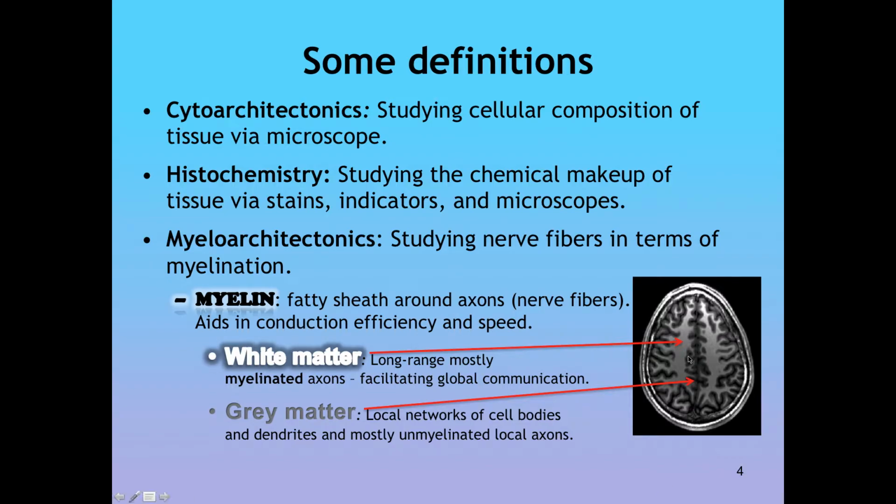And you can see in this picture here, the lighter gray would be the white matter, and then the darker gray parts here would be the gray matter. So the gray matter kind of covers the white matter.